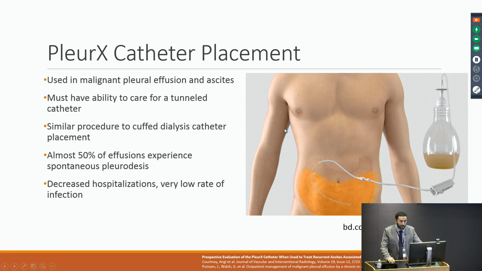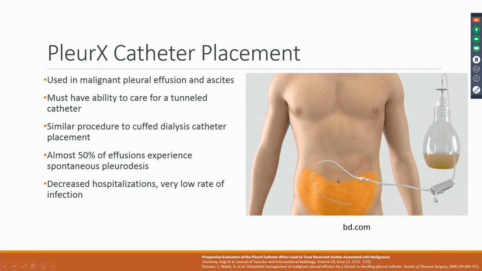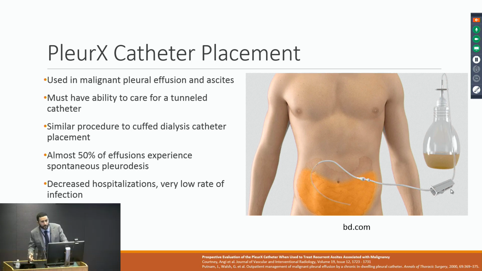PleurX catheter placements. How many of you have seen a PleurX catheter or know what a PleurX catheter is? Nobody? Very few. Okay, so a PleurX catheter is a catheter that stays inside the patient who has malignant effusion or malignant ascites. They have to keep coming back for taps again and again, and that's really inconvenient and uncomfortable for the patient. They have to get stuck over and over again.